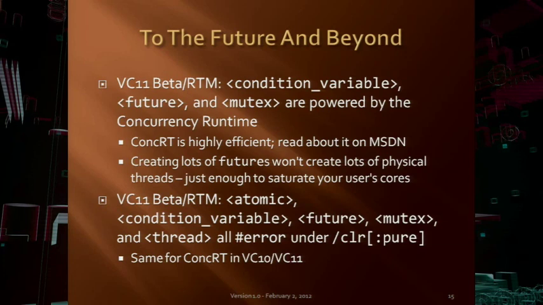This means that if you spin up a bunch of futures, maybe 10,000, it will not spin up 10,000 different physical threads. That would be very bad. Instead, ConcRT will ensure that it spins up only as many threads as is needed to saturate your user's machine. And notice I said user's machine. That's important. Imagine that you're a dev, you're running on a quad-core machine, and your user's only running on a dual-core machine. ConcRT will saturate that dual core.